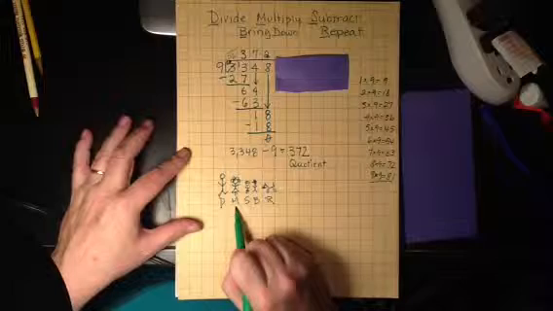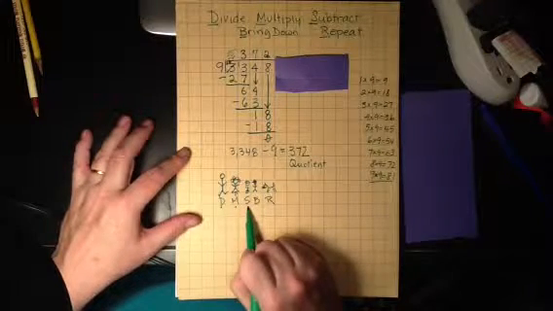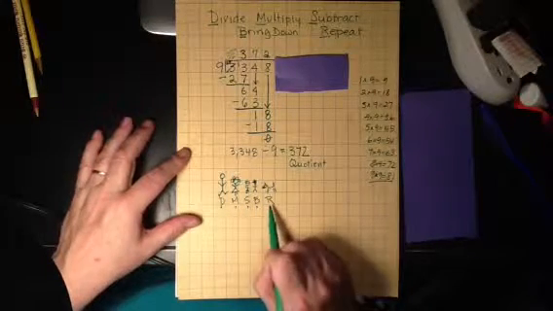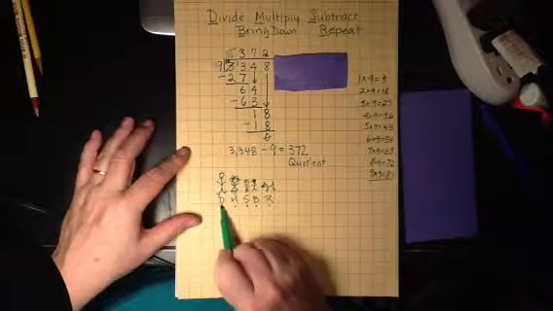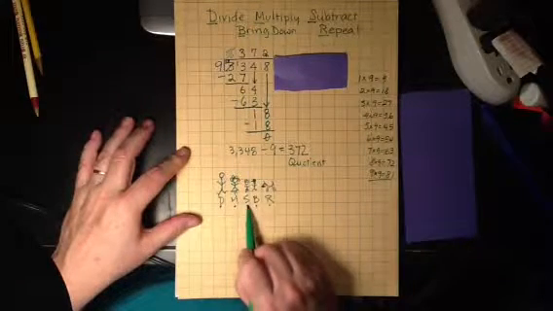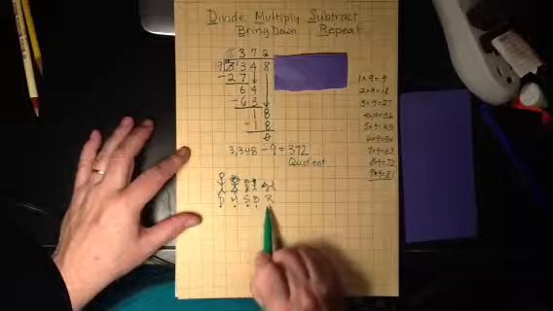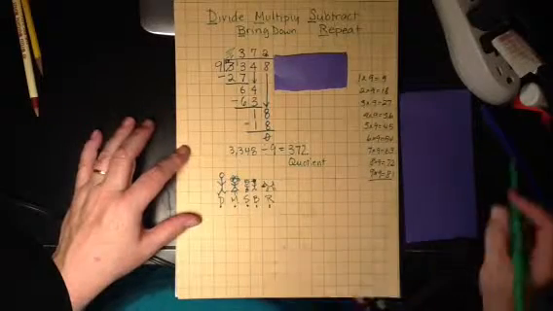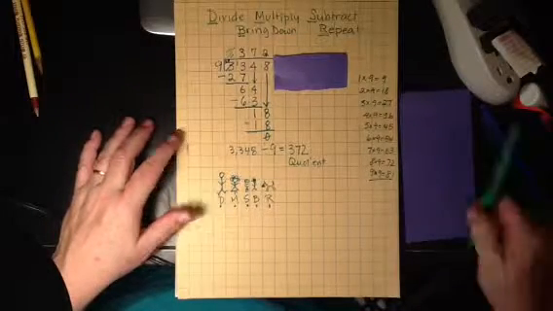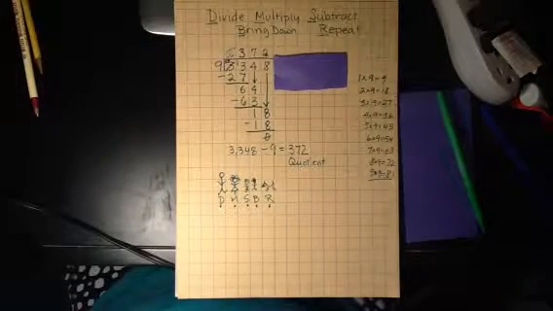Divide, multiply, subtract, bring down, repeat. And that's the story of long division with one digit. That's it for now.